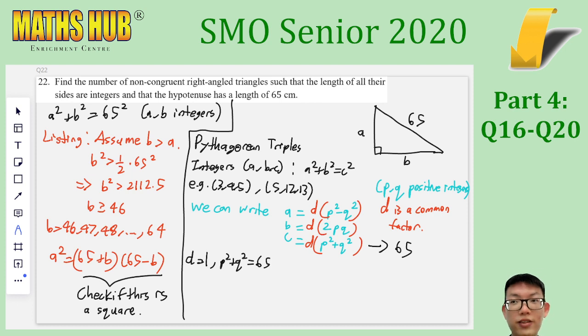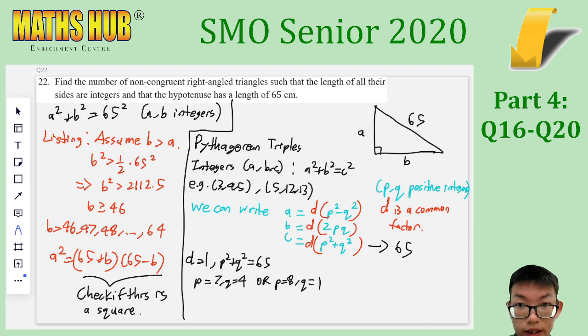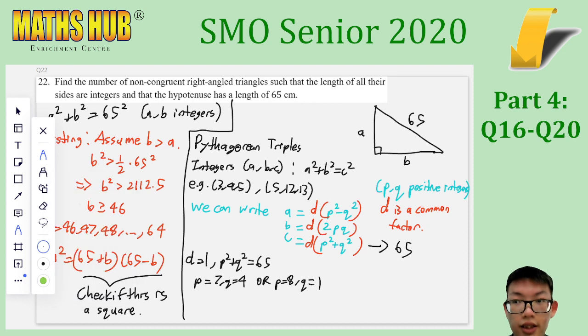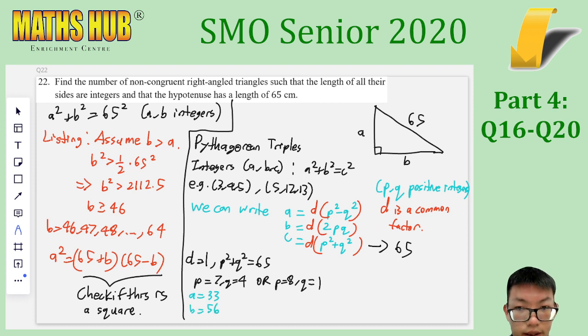p squared plus q squared equals 65 is immensely more pleasant than a squared plus b squared is 65 squared. So we can just list it out and it would tell you that p is 7, q equals 4, or p equals 8, q equals 1. Now this would give us two possibilities. The first would be that a is equal to 33 and b equals 56. In the second, a would be equal to 63 and b is equal to 16.